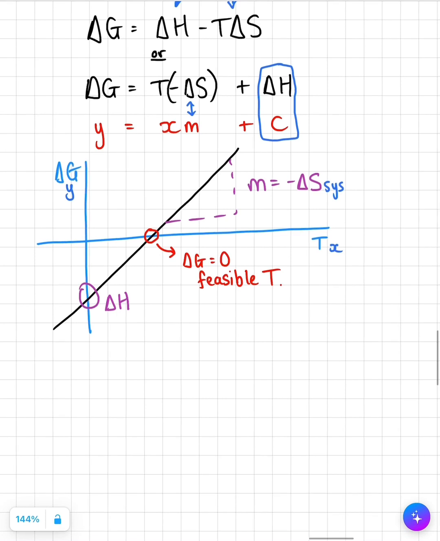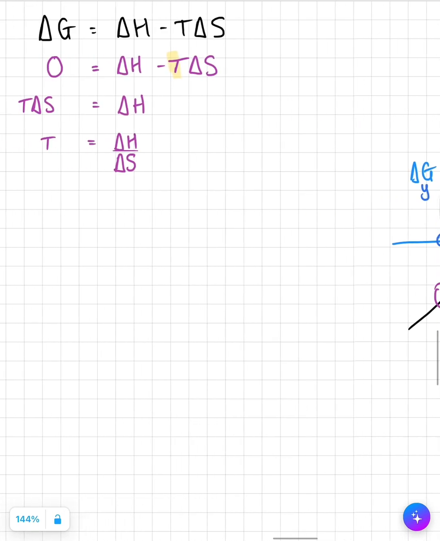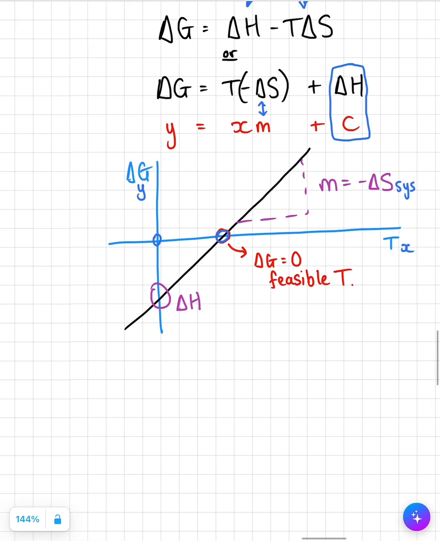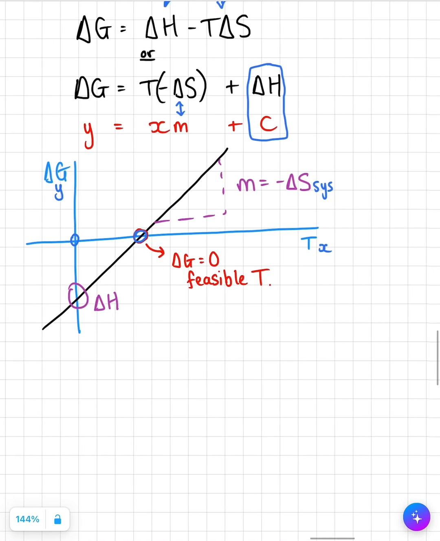And where our straight line graph crosses our x-axis, that is going to be where the Gibbs free energy is 0. So referring back to this, when Gibbs is 0, we can work out the temperature that reaction becomes feasible. We can see that by the intercept of the x-axis.